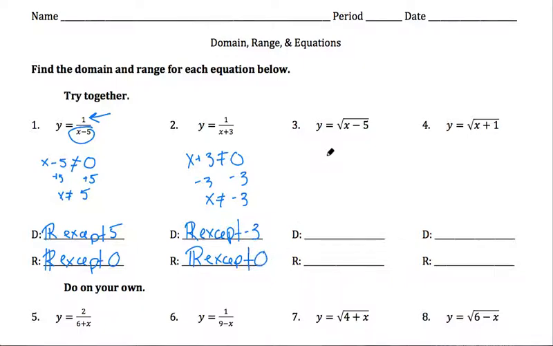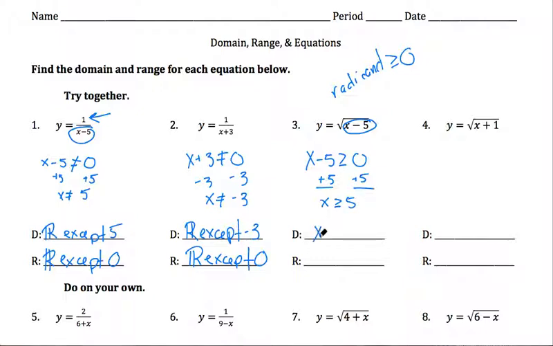Okay, let's look at some examples with our square root functions. So we said for these that the inside is called the radicand. I should have mentioned that earlier. The radicand must be greater than or equal to 0. So let's set up a little inequality. x minus 5 greater than or equal to 0. So we'll go ahead and solve this by adding 5 to both sides, and x must be greater than or equal to 5. Well, that's exactly what we're going to put down for the domain. x must be greater than or equal to 5. For the range, we're still going to go ahead and say that the range is just y is greater than or equal to 0.